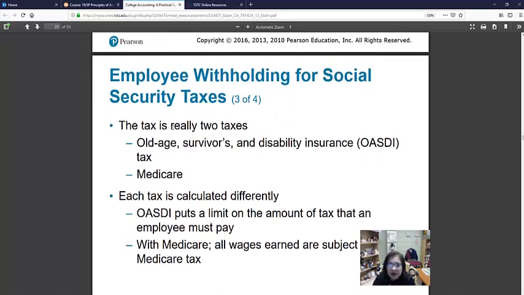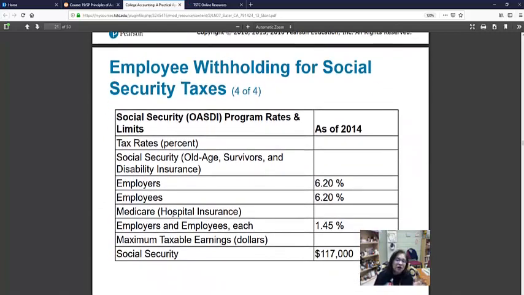The tax is really two taxes. It's the Old Age Survivors and Disability Insurance, or OASDI, and Medicare. Each tax is calculated differently. And with Medicare, all wages are subject to the Medicare tax. Now I know this is like, I don't know what you're talking about. Don't worry about it. These are the taxes that we're going to have to take out of a person's payroll. And I'm going to show you how we're going to be doing that, okay? But we still have to go ahead and understand what's going on.